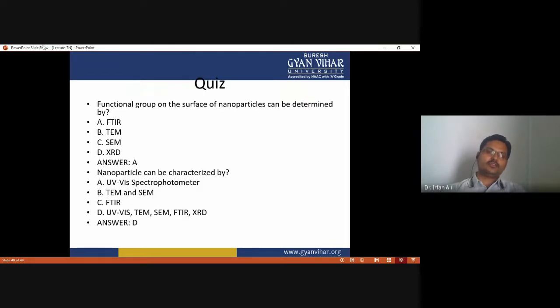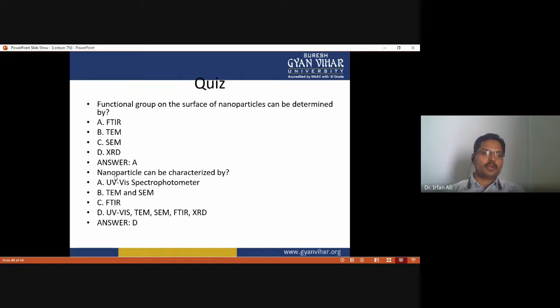Now attempt the quiz. The first question is: the functional group on the surface of a nanoparticle can be determined by Fourier transform infrared spectroscopy, transmission electron microscopy, scanning electron microscopy, or X-ray diffraction technique. As we discussed in this lecture, the functional group we can determine by the use of Fourier transform infrared spectroscopy. So the correct answer is A, FTIR.